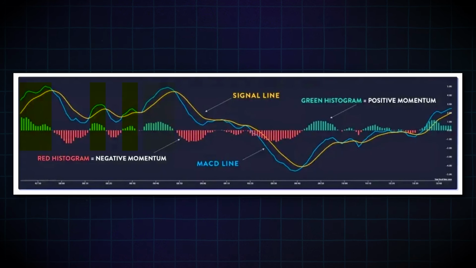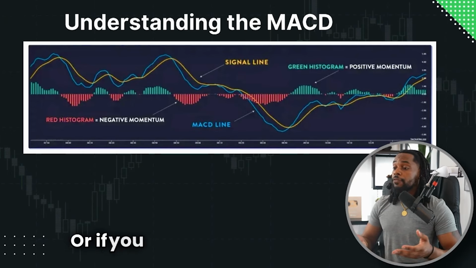When the MACD line, this blue line, crosses above the signal line, that's a sign that buying momentum is starting to build. That might be an opportunity for you to get into a trade. When it crosses below, selling momentum is taking over. That might be a good time for you to get out of a trade. Or if you want to short sell, you can make money when the stock goes down.